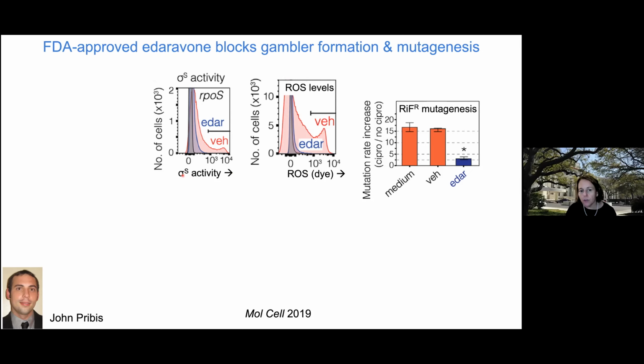Here's the sigma S reporter in flow cytometry. If he doesn't give the drug edaravone, just the vehicle that it goes in, here's your sigma S on subpopulation. If he gives it, you reduce this and lose most of those sigma S on cells. Same thing for reactive oxygen, the blue line here. And mutagenesis, importantly, is also reduced by edaravone.